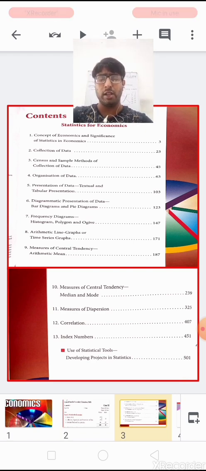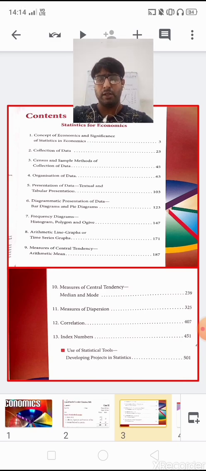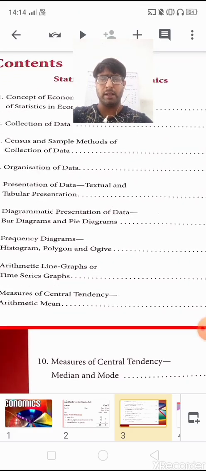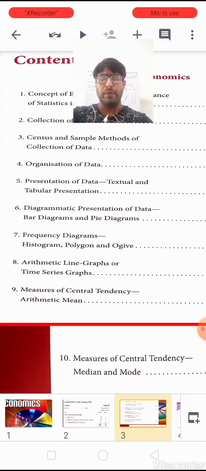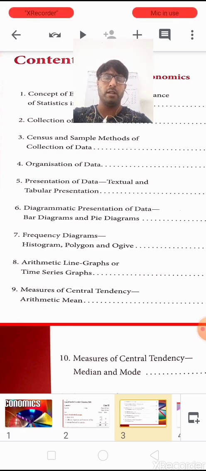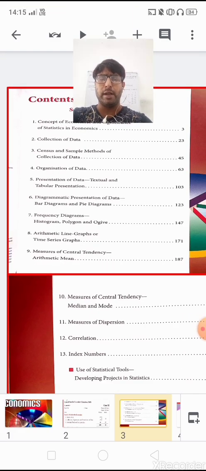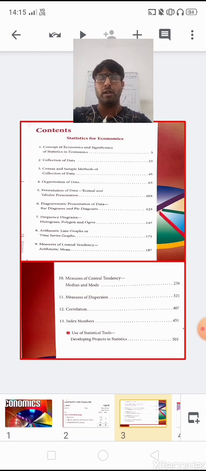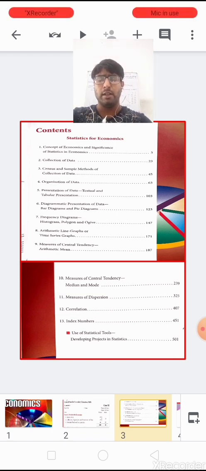learn 13 chapters. The first chapter, as you all see in your slide, is concept of economics and significance of statics in economics. Thereafter is chapter number 2, collection of data, census and method of collection of data, organization of data, presentation of data, and the textual as well as the tabular presentation. Thereafter the diagrammatic presentation of data, the bar diagrams and pie diagrams, and so on. These are the various chapters. You just see the slide in which it is showing you the content or the index of this book.